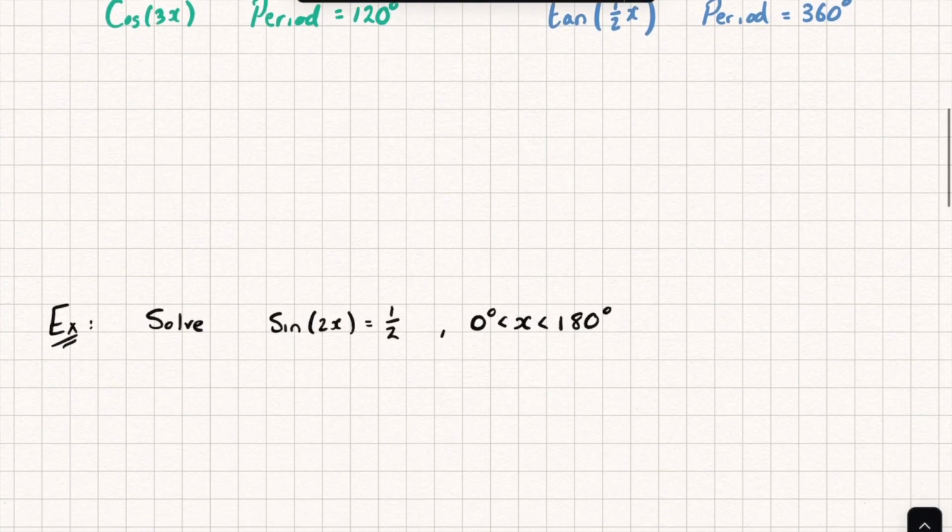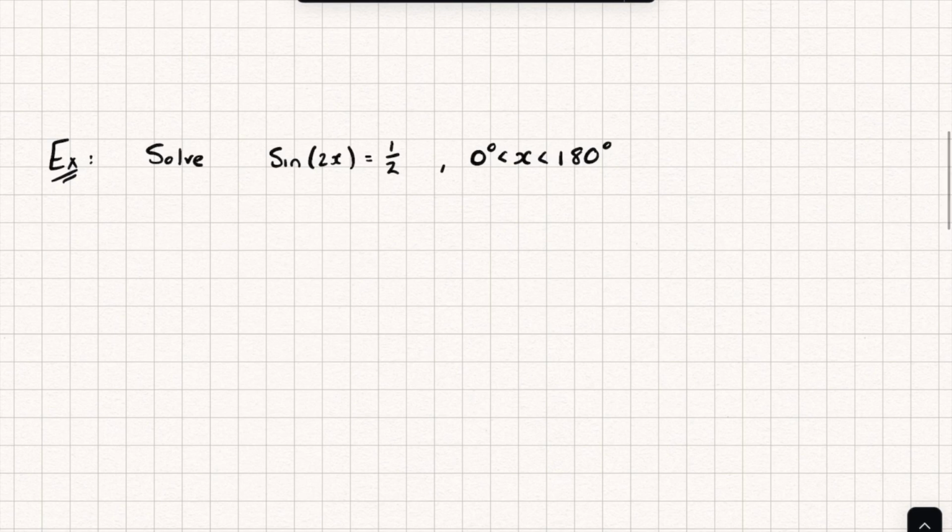So let's look at our first question, where we have to solve sine of 2x equals 1/2. And we're solving it on the interval between 0 and 180 degrees. So the first thing we're going to do is kind of ignore the 2x and the interval, and we're just going to sketch sine of x. And in fact, for every trig equation we solve, we're always just going to sketch the original function that we looked at the start. So sine of x in this case.